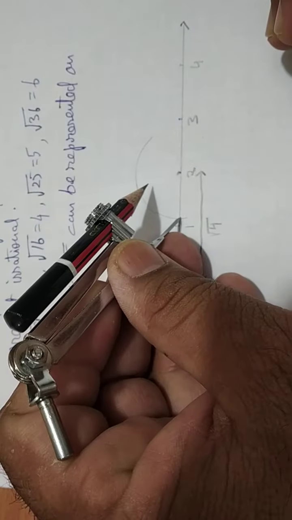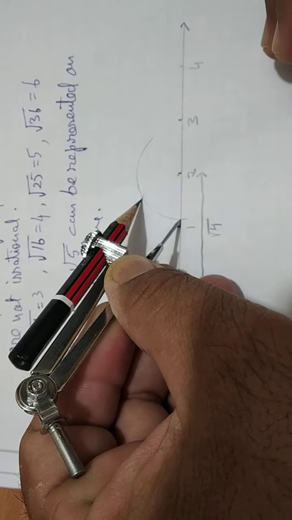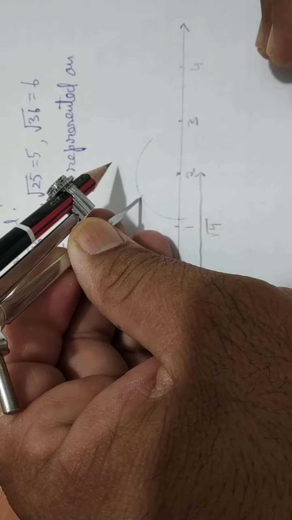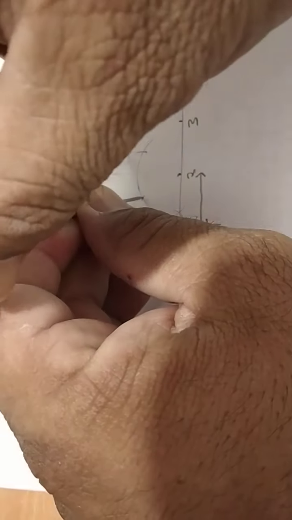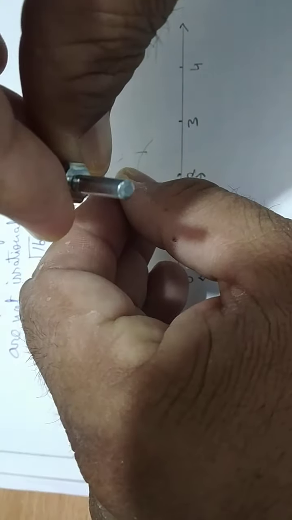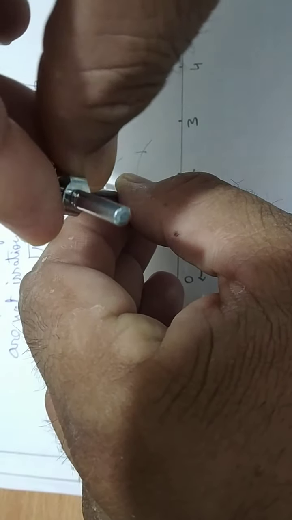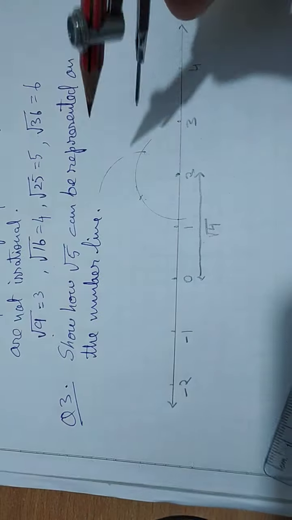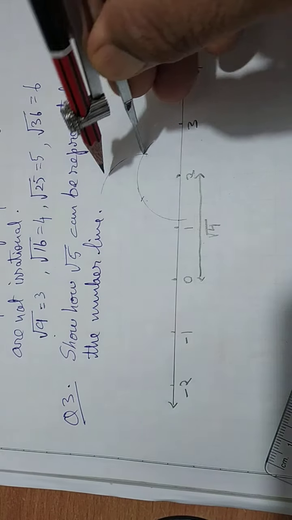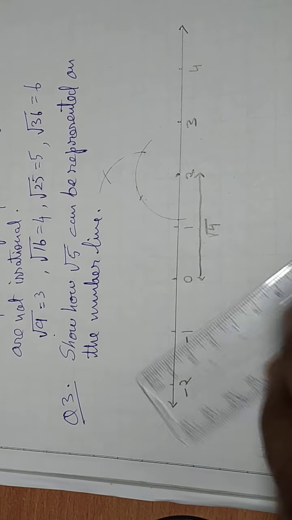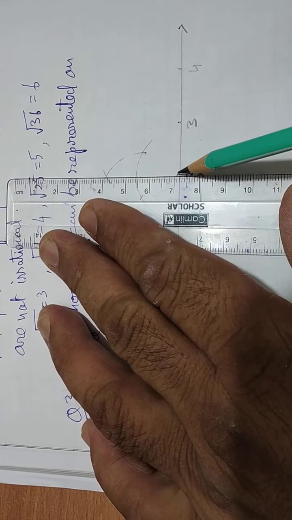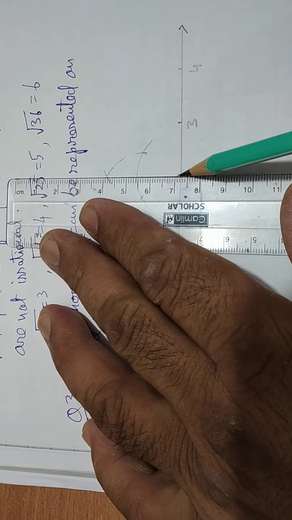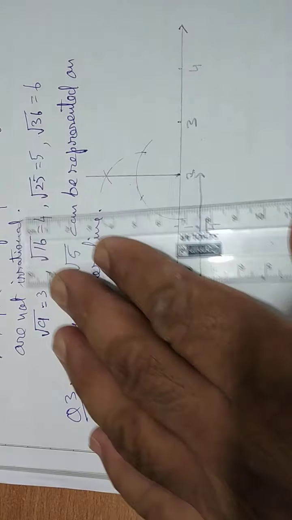This is 60 degree. Now from 60, next arc is of 120, and now bisect this 60 and 120, you will get a right angle. You all know how to draw a right angle using compasses.